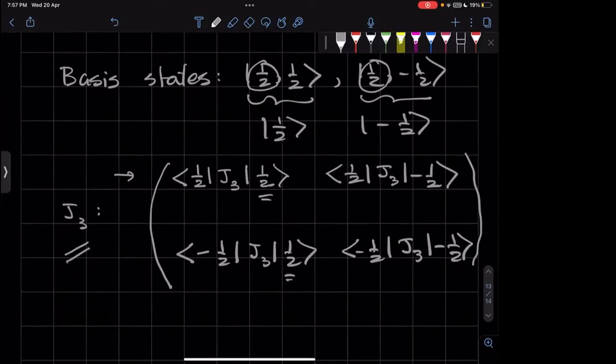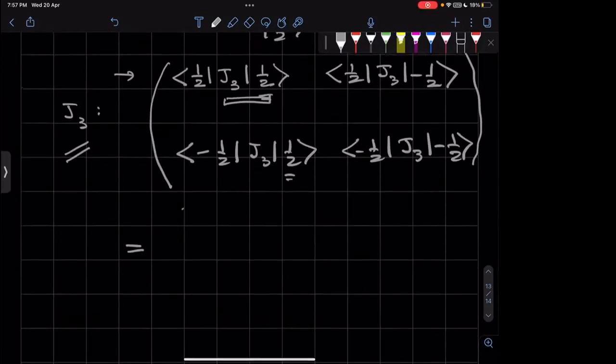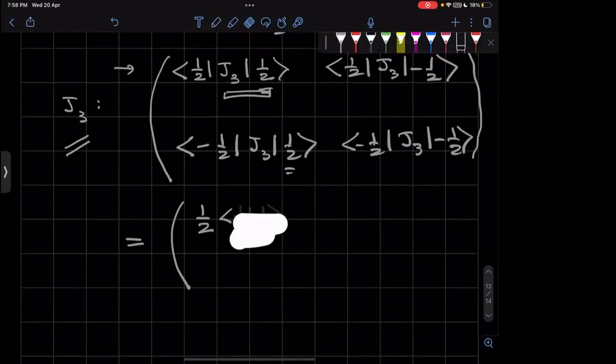Now we have to calculate this. It's very easy to do. J3 acting on this is going to give me the eigenvalue, right? The M3 eigenvalue is half. So we get half, and then I get the inner product of half and half, which is 1. Right? I can just, instead of writing this, I can just write 1 here.